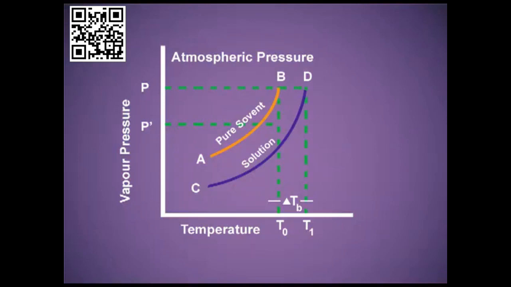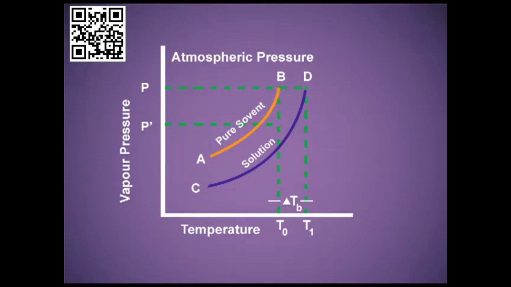The graph is between temperature along the x-axis and the vapor pressure along the y-axis. You can see two curves. One curve is for a pure solvent, that is AB, and another curve is for the solution, that is the CD curve. From the figure you can see that the CD curve is below AB. This shows that at each temperature, the vapor pressure of the solution is less than the vapor pressure of the pure solvent.